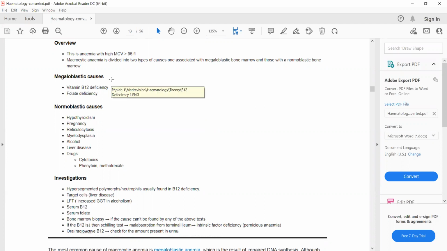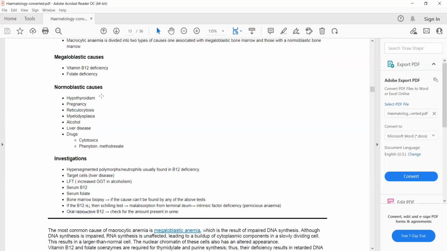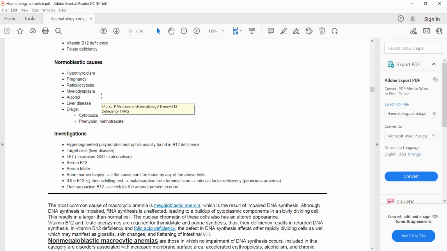So the causes of megaloblastic anemia are B12 deficiency and folate deficiency, because B12 and folate are both required for the synthesis of DNA. So their deficiency will lead to impaired DNA synthesis, and it will result in megaloblastic anemia. Hypothyroidism, pregnancy, reticulocytosis, myelodysplasia, alcohol, and liver disease will all lead to macrocytic anemia, but the cell will not be a megaloblast. It will be a normoblastic cell.